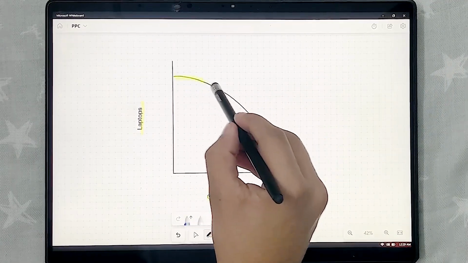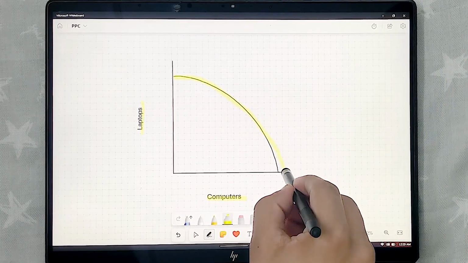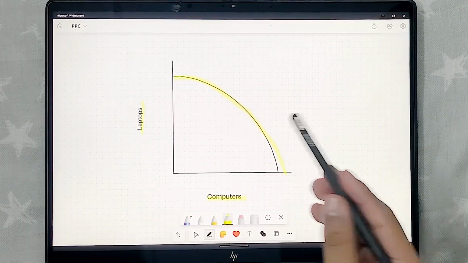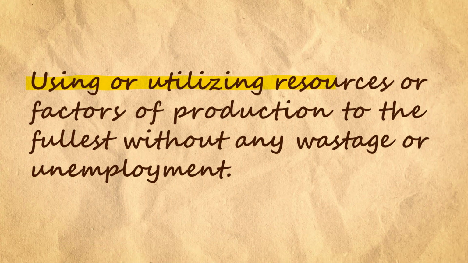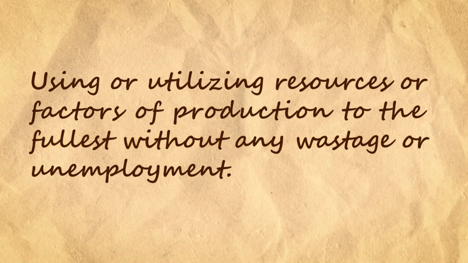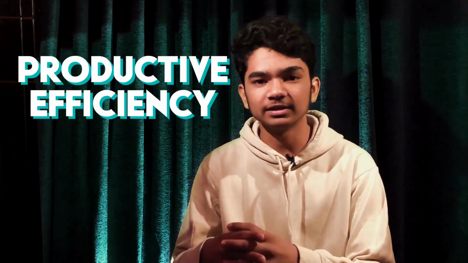All the points on the curve show the firm's possible production choices for both computers and laptops, assuming efficient use of resources. Before starting with the graph, let's first understand what is meant by the efficient use of resources. It means using or utilizing resources or factors of production to the fullest without any unemployment or wastage. This concept is known as productive efficiency. In short, we say that all the points on the curve are productively efficient.